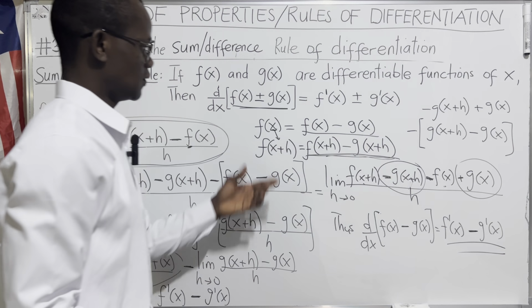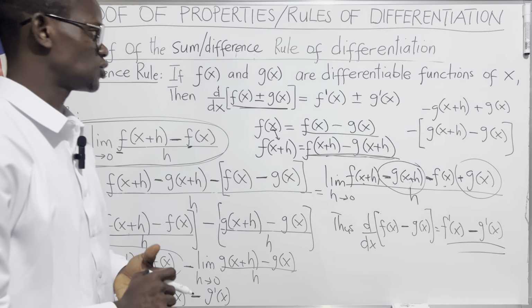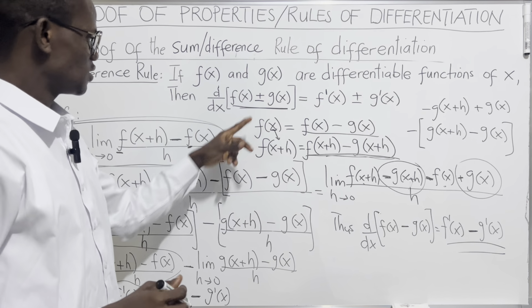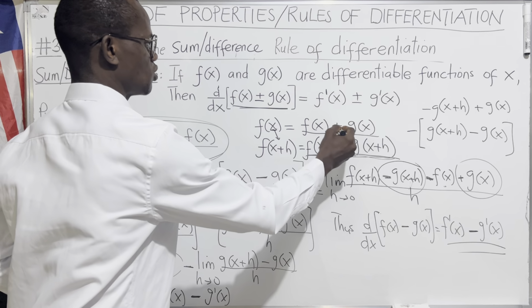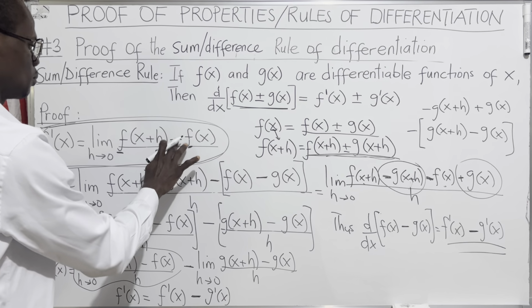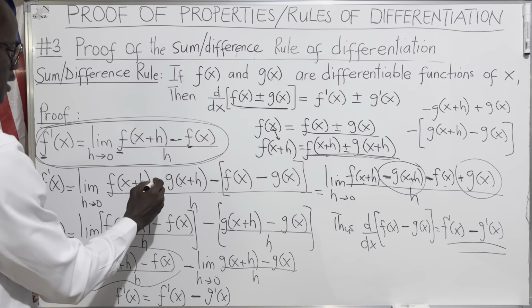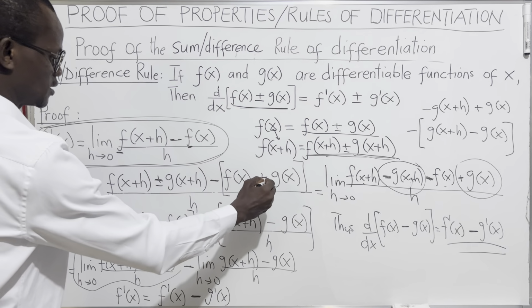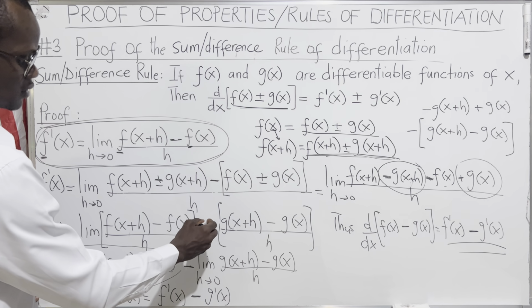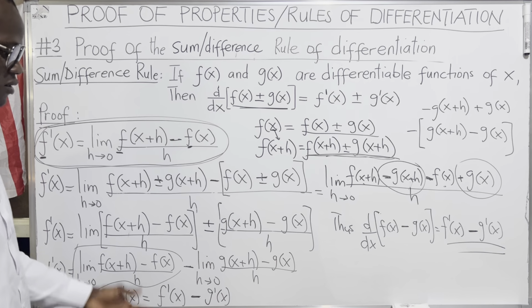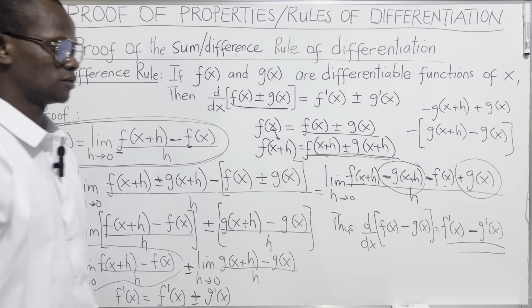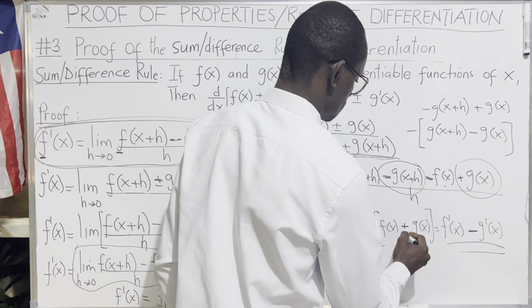So you see, they are both similar when it comes to the proof of it. That's why we just said plus or minus. You could continuously say plus or minus all over, plus or minus here, plus or minus here, and it will still give you the same thing.